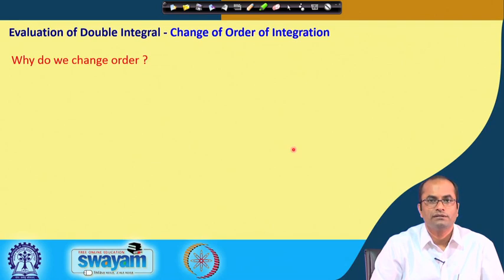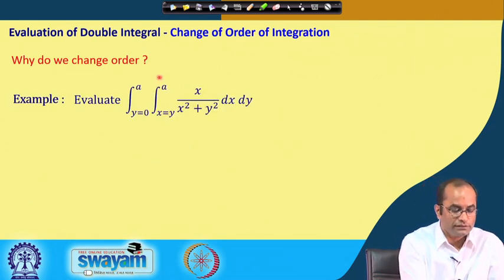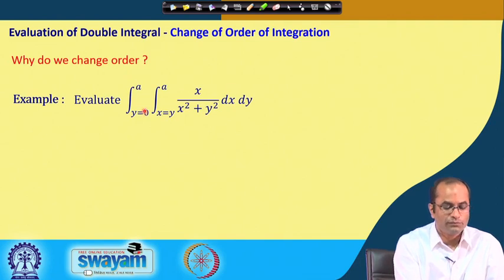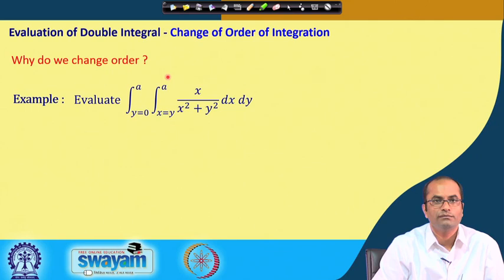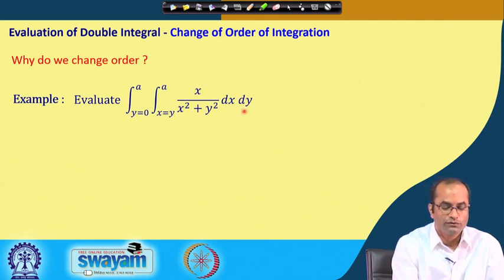One reason will be very clear from this example. Suppose we have this integral, the inner one, x over x squared plus y squared with respect to x, and the limits for x go from y to a. So, x equal to y to x equal to a, that is the limit of the inner integral, and for the outer one we have y equal to 0 to y equal to a.